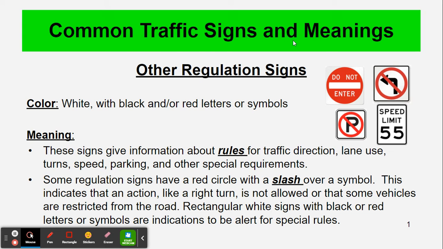Common traffic signs and meanings. There are other regulation signs. There's all types of them, right? Like do not enter, don't park, don't turn left, right? Speed limit is 55 miles per hour. And they come basically in white, black, and red, okay? Yep, and these are rules, right? They're traffic rules. They must be followed. If you don't follow them, it's likely that you're going to get in a car accident, and you will get a ticket if you don't follow them. Okay, let's keep going.